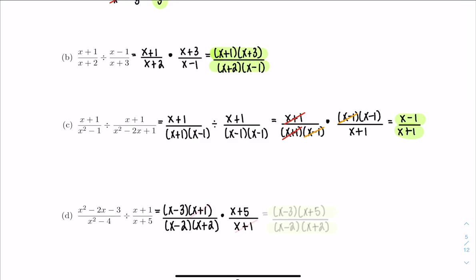And then let's see what we can cancel. So I can't cancel anything on top and bottom, but I do have one little cross multiplication I can do, and that's the x plus 1s. And so from here we're going to just multiply across the top and bottom. So we have x minus 3 times x plus 5 all over x minus 2 times x plus 2.